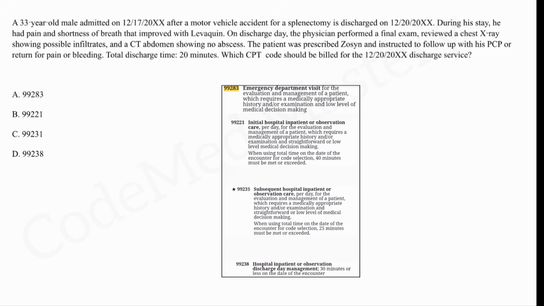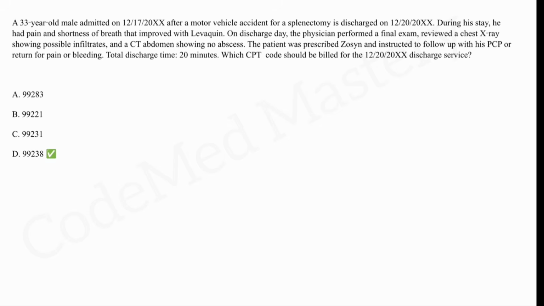An important trick to solve the questions fast is you have to read the last sentence. Okay, what they're exactly asking. They're asking which code should be billed for discharge service. So we have to code only for discharge. In the options, the only code for discharge is 99238. 99238 is for hospital inpatient or observation discharge day management 30 minutes or less on the date of encounter. In the question, they have given total discharge time is 20 minutes. So that is exactly matching with the code 99238. Remember, the codes 99238 and 99239 are for different day discharge. Therefore, the appropriate code is 99238.